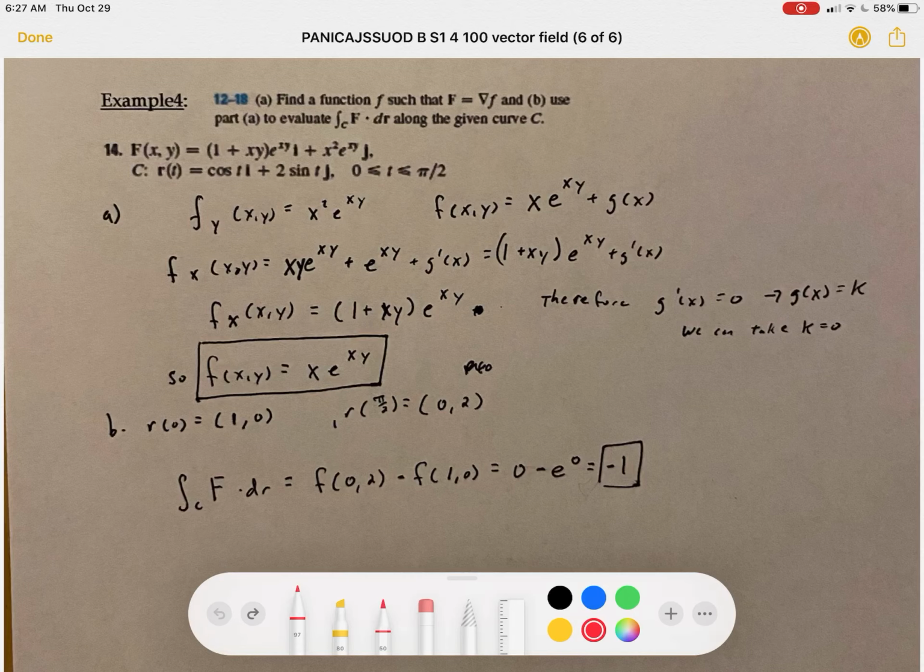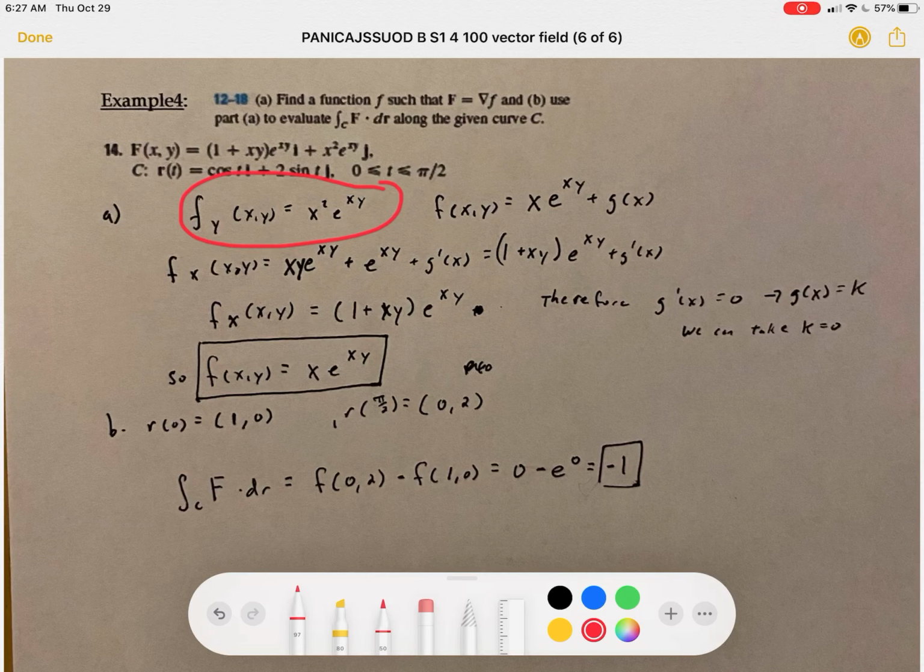Which one of those looks easier to deal with? Oh, the partial of y. So that's what we're going to start with. In example 2, I did the partial of x. In example 1, I did the partial of y. I can choose which one I want to start with. So I take the partial of y, and I want to get back to the potential function, or the original function. And so I take the antiderivative of that.